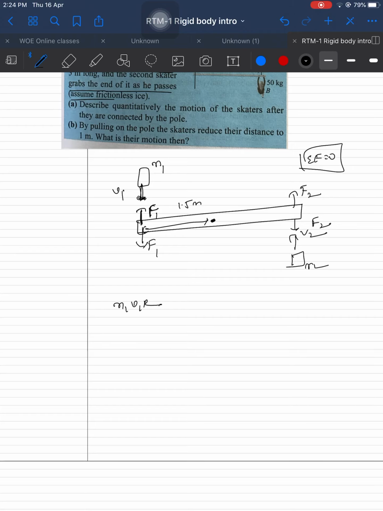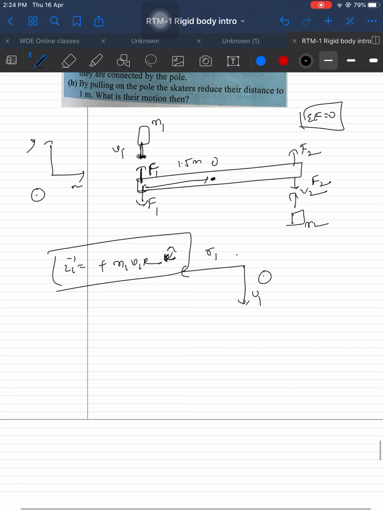In which direction? The r is from O to the particle of mass m1, so r1, and the velocity is in the downward direction, v1. So get the value. In which direction will the angular momentum be? Upwards. If I consider y and x, it is upward. It is plus k cap. Okay, plus k cap for the angular momentum of the first body, L1 bar.